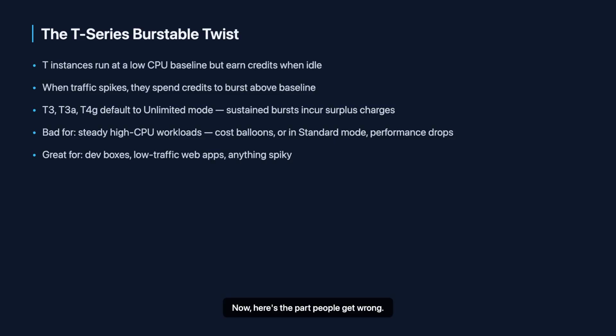Now, here's the part people get wrong. The modern T3, T3A, and T4G instances launch in unlimited mode by default, which means they keep bursting past your credit balance for as long as you need, but you pay extra for that surplus burst time. Only the older T2 instances, and any T3 family explicitly configured in standard mode, will fall back to the slow baseline once credits run out.